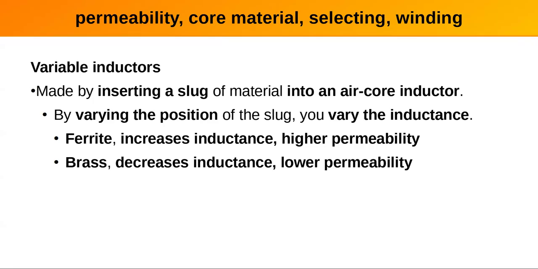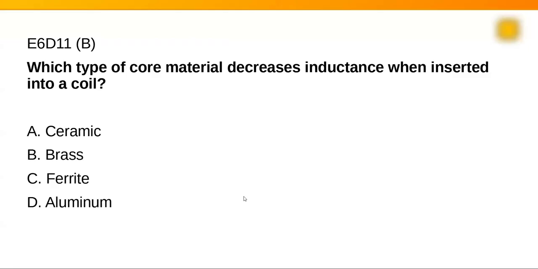My dad made one of those tools. I don't know if it's still around, but yeah, you had to stick with the rod. So which type of core material decreases inductance when inserted into a coil? Brass. I'm not sure what aluminum would do, but apparently. They should have arranged those differently. They should have had A for aluminum, B for brass.